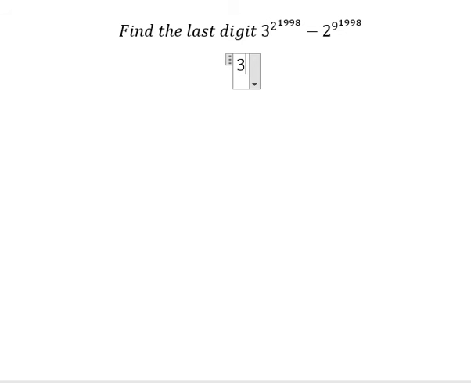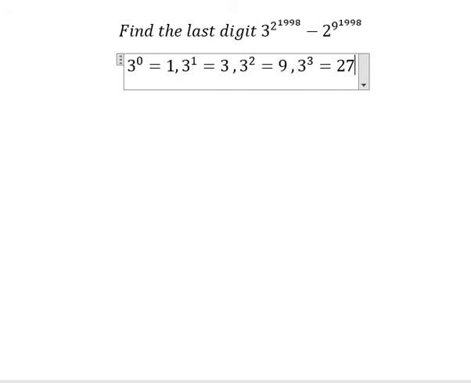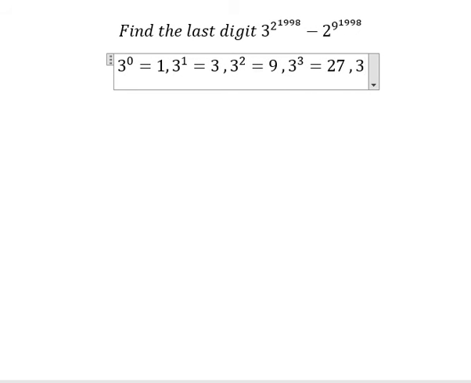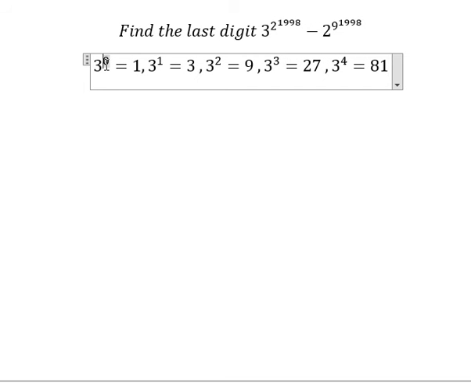So we know that 3 to the power of 0 we have number 1. 3 to the power of 1 we have number 3. 3 to the power of 2 we have number 9. 3 to the power of 3 we have number 27, and 3 to the power of 4 we have 81. So we see that from 0 to number 4 they repeat again number 1, and if we put 3 to the power of 5 the last digit is number 3.